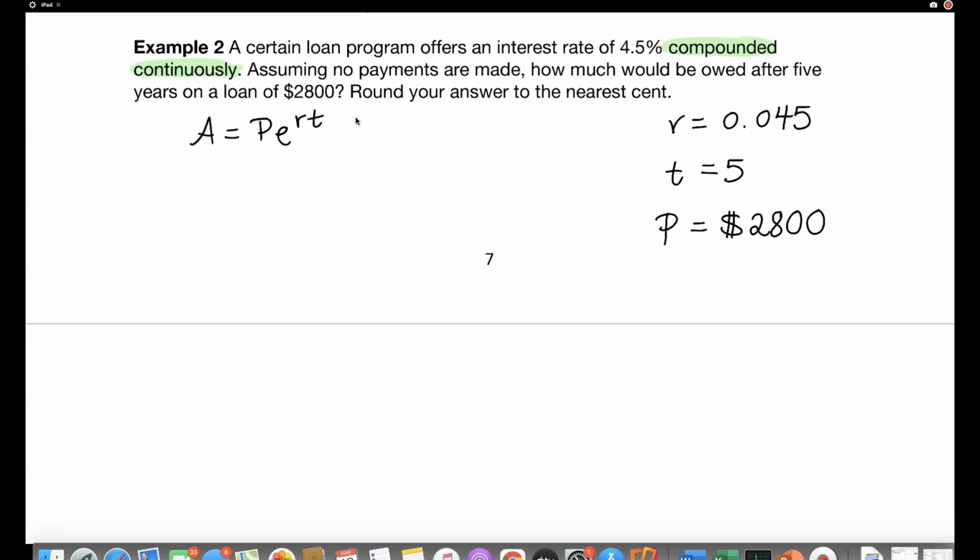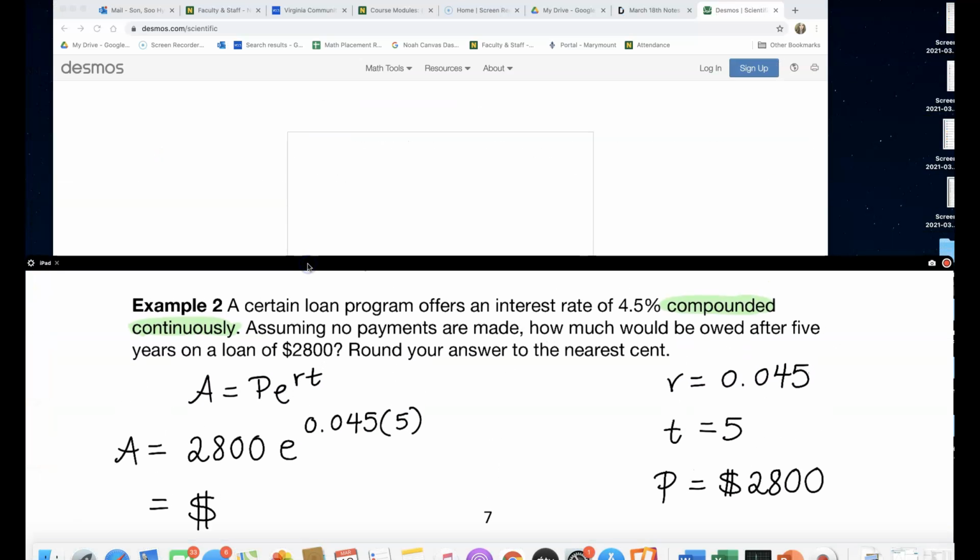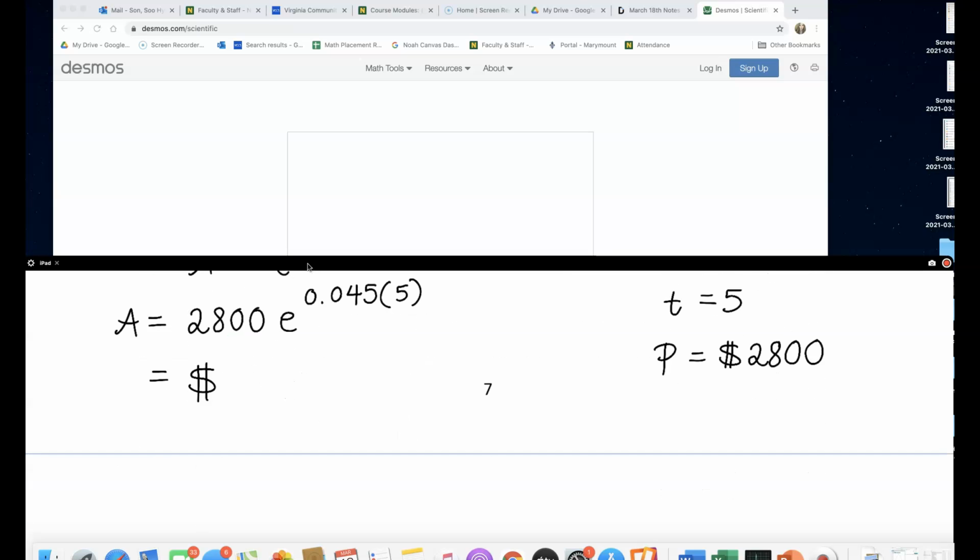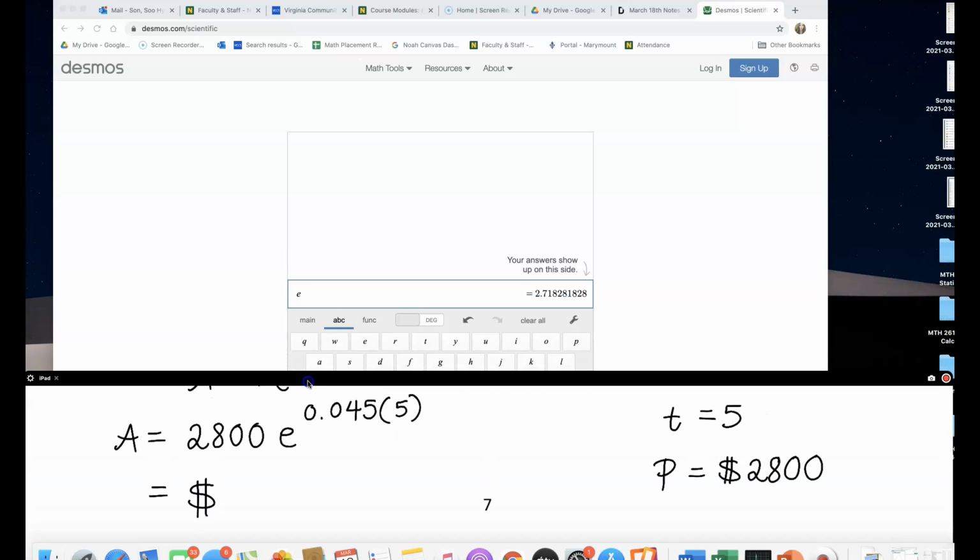Let's figure it out by plugging everything into this equation. The ending amount should be P, 2,800, times E raised to the R of 0.045 times T, and T is 5. You will need your scientific calculator for this lesson, you guys. So I'm going to go to my Desmos scientific calculator that I opened up right here, and then I'll go ahead and type this in. I want to show you both screens.